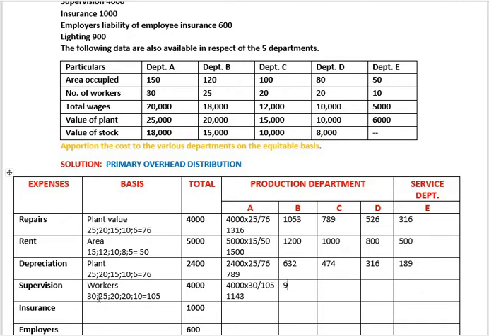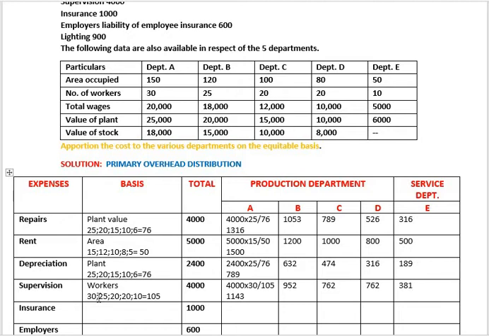105. So 952 you will get. Similarly for department C, 762, and even for department D you will get 762, because in department C and department D there are 20 workers, and for department E we will get 381. So this is the basis of apportionment for supervision.